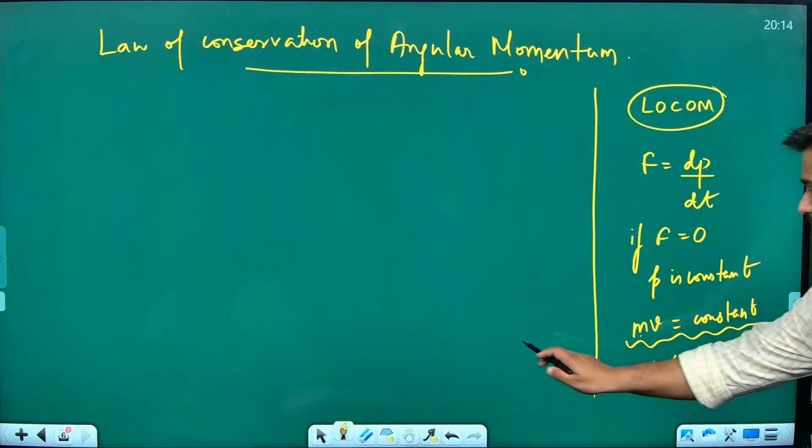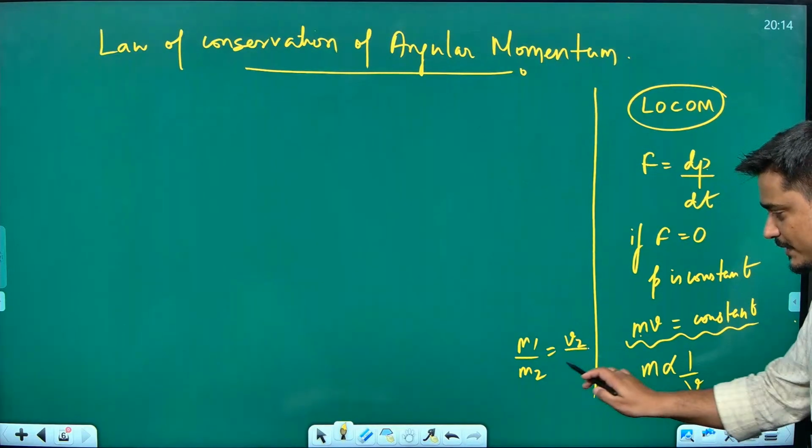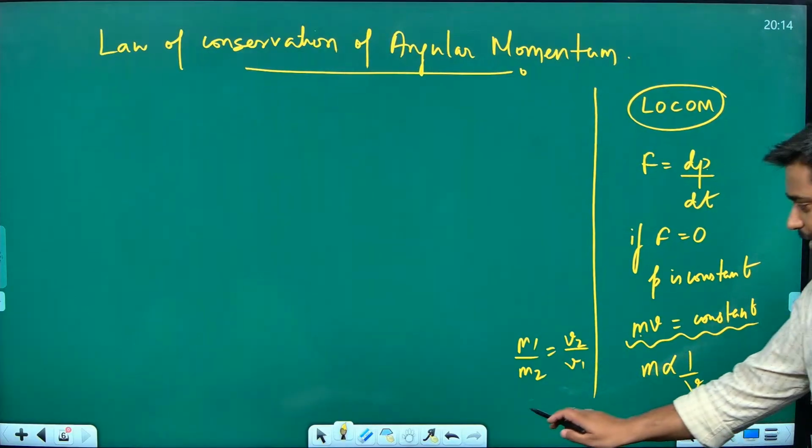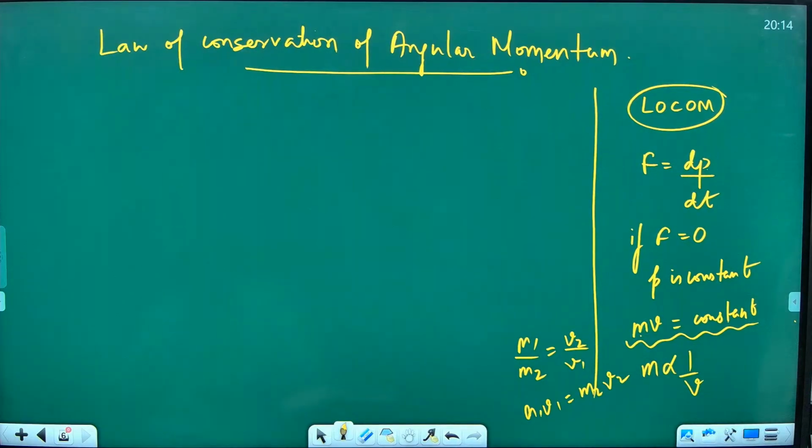So can I write from here m1 by m2 is equal to v2 by v1? Can I write like this? So from here I can write m1 v1 is equal to m2 v2. I can write, no? So you can understand how the law of conservation of linear momentum has come.